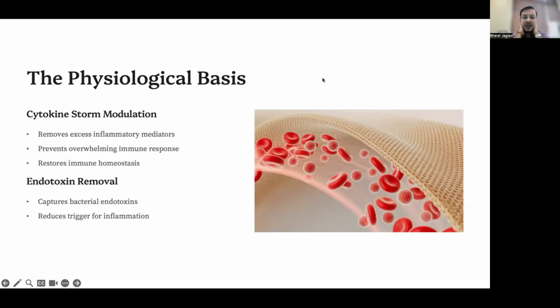So we need to understand the physiological basis of the various hemoadsorption techniques which have been used. We all know there's something called a cytokine storm. It modulates the storm by removing the excess pro-inflammatory and anti-inflammatory mediators, prevents an overwhelming immune response, and restores immune homeostasis. It can also help in removal of endotoxins, which captures bacterial endotoxin and reduces the trigger for the inflammation.